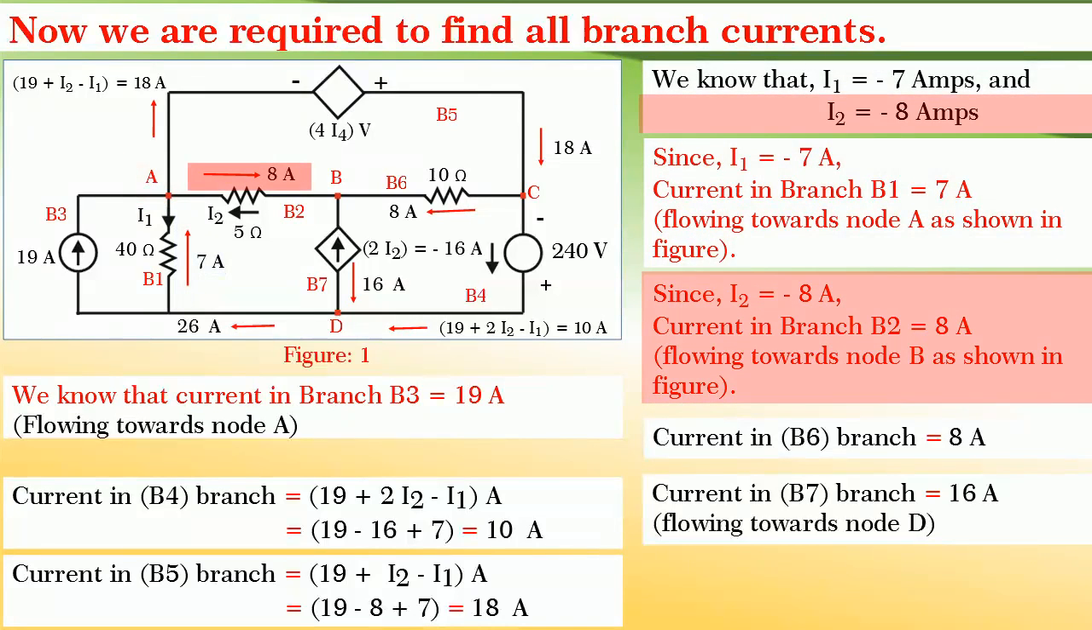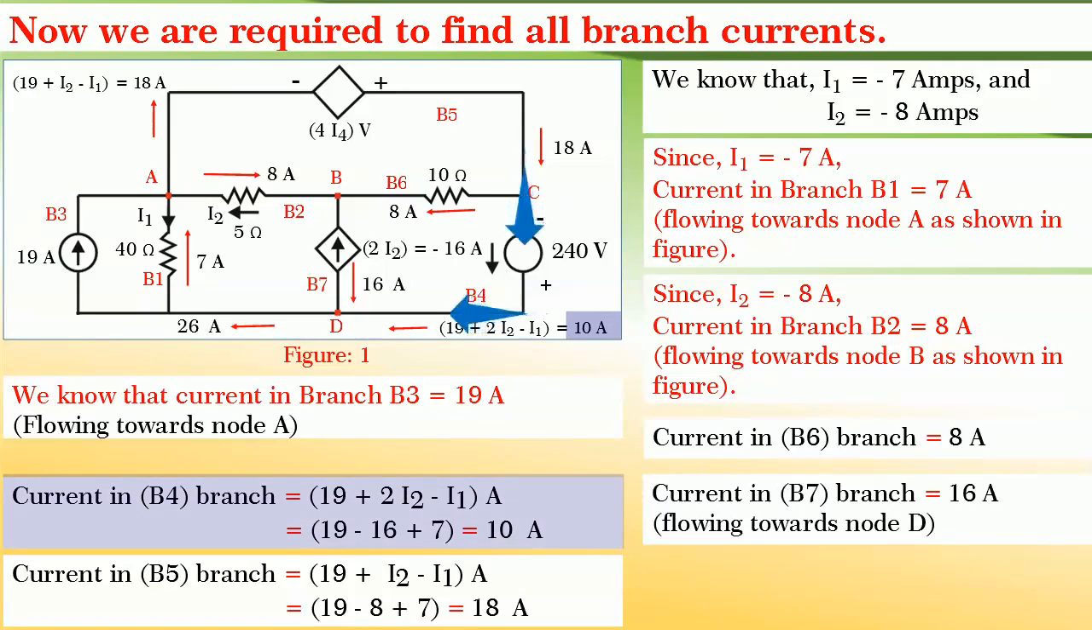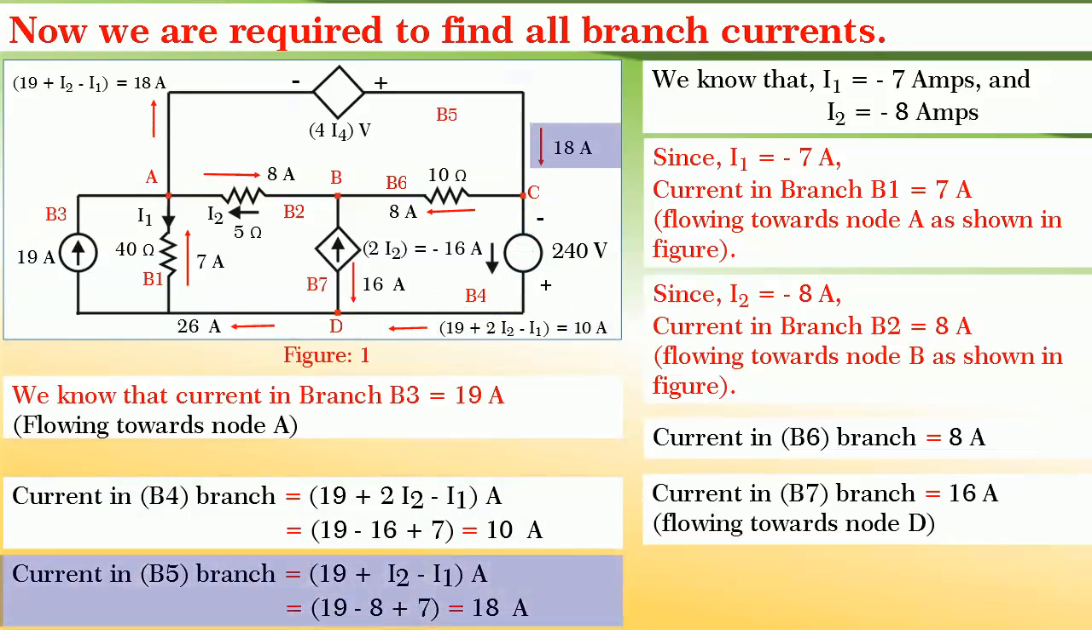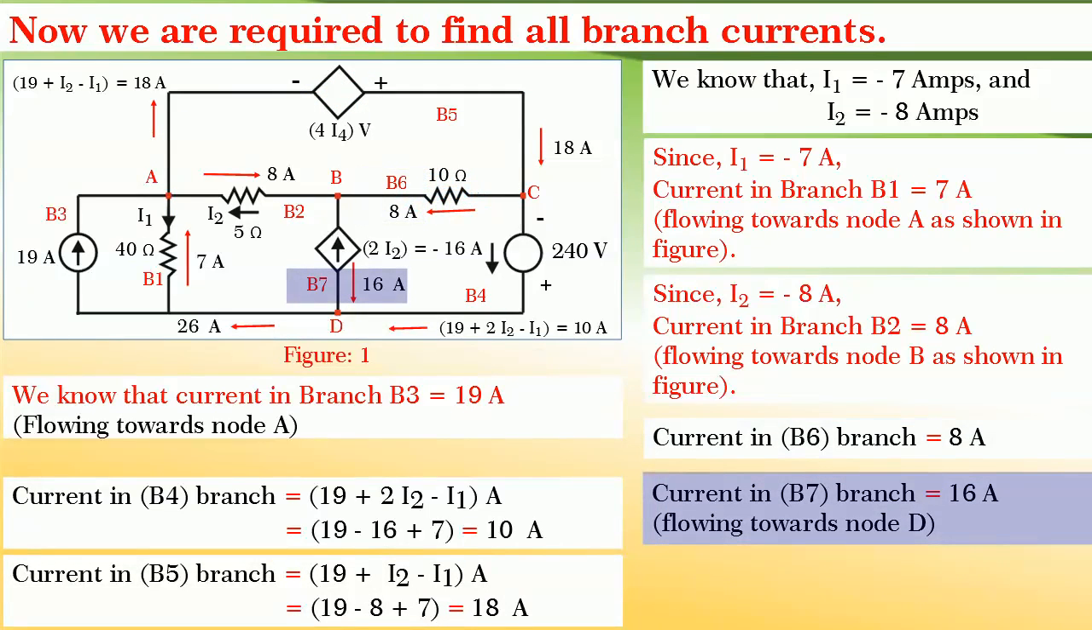Similarly, I2 is equal to minus 8 amperes and hence the true current will flow towards B as shown in figure. And also we know that current in branch B3 is 19 amperes flowing towards A. And we know the equations for all the branch currents and hence current in B4 is equal to 10 amperes, current in B5 is equal to 18 amperes, current in B6 is equal to 8 amperes and current in B7 is equal to 16 amperes.